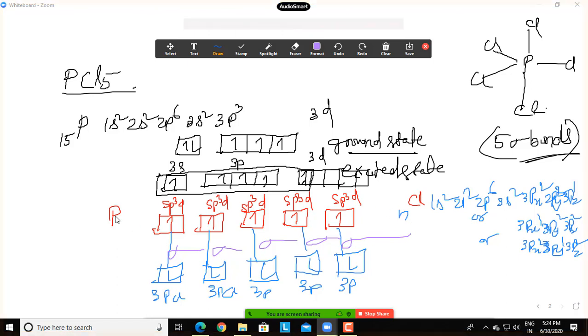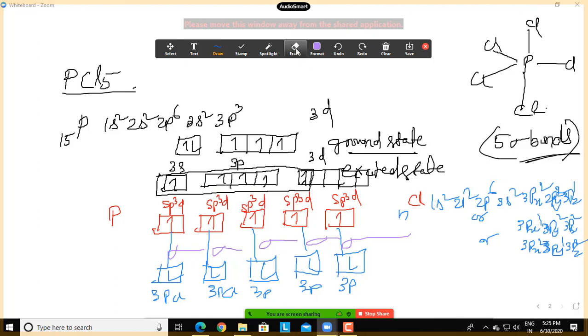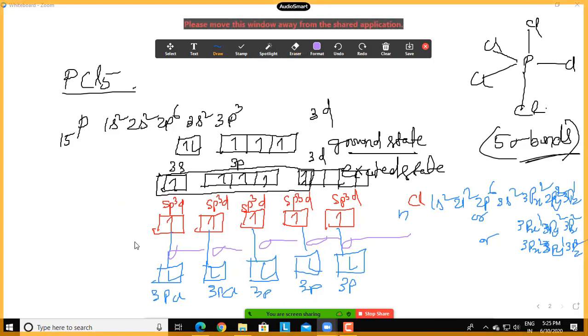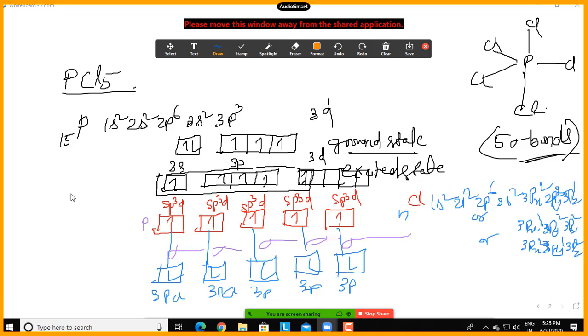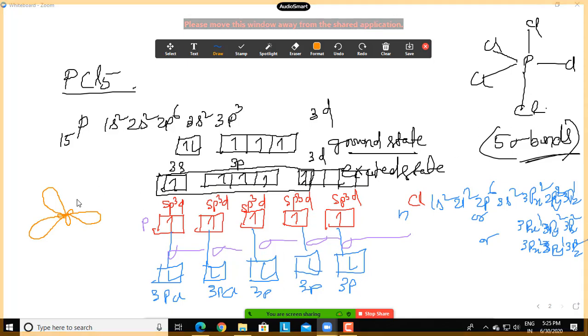Suppose you want to draw the orbital diagram of this. This is the box diagram. So orbital diagram you can draw from this like this. Trigonal planar phosphorus is making. Trigonal bipyramidal it is making, phosphorus.